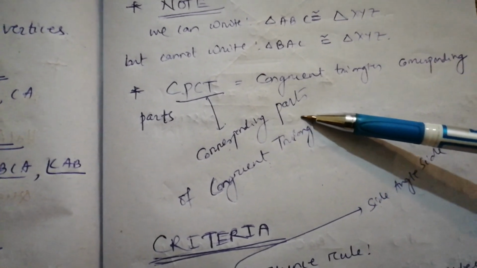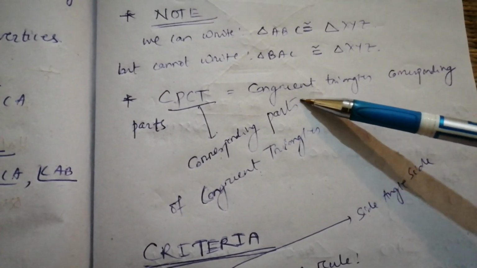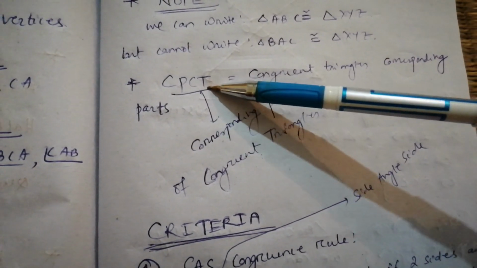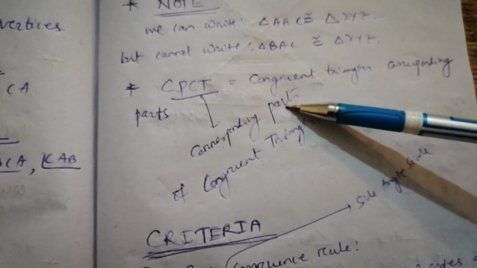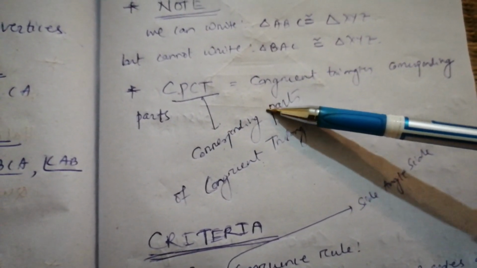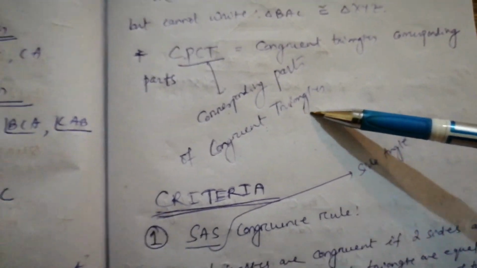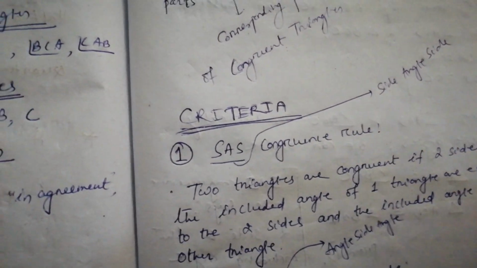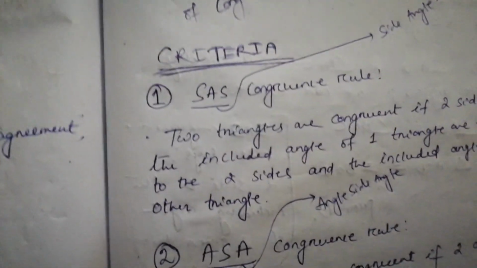Now, what is CPCT? CPCT is, we can say, congruent triangles corresponding parts. Or its full form is corresponding parts of congruent triangles. This is an acronym. We have to remember this. So, now, some criteria are there for congruence that we will discuss here.